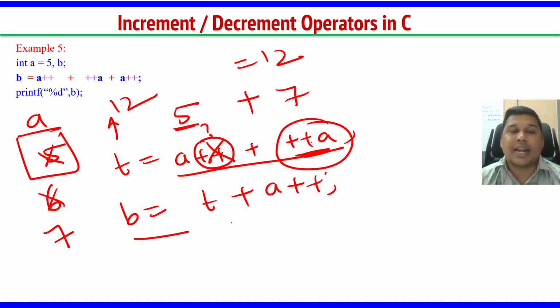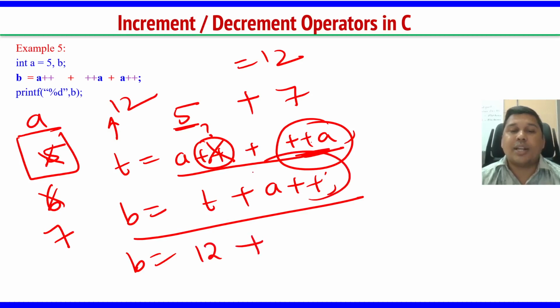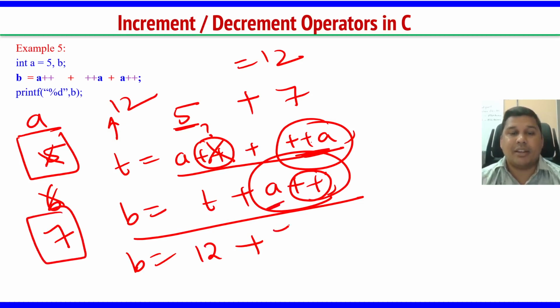Now comes the second actual expression, b equal to t, that is 12, plus this is, what is this? a++, means post increment. What is the rule of post increment? Don't increment it. First use the value of a, later increment it. So I will round it off, I will do it later. What is the value of a? In memory the value of a is 7.